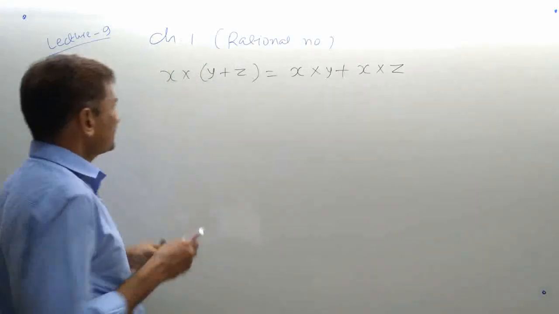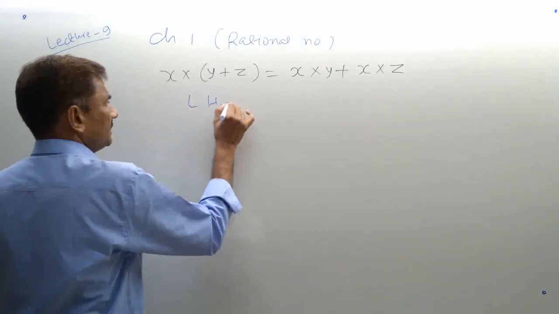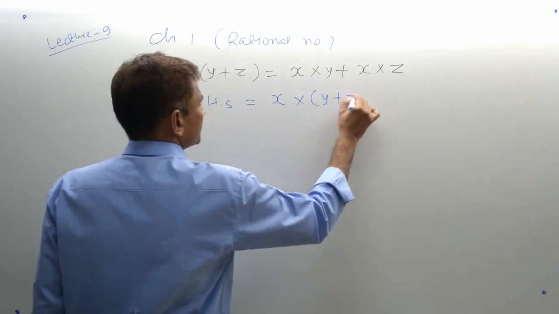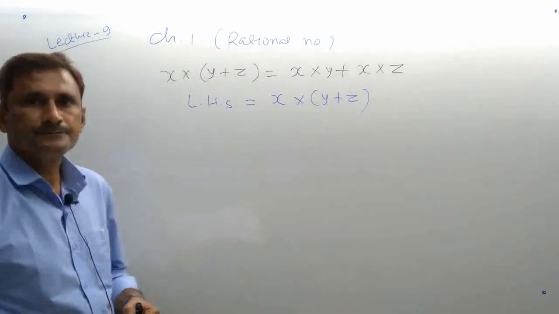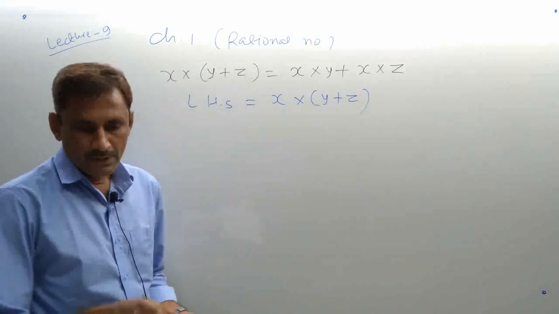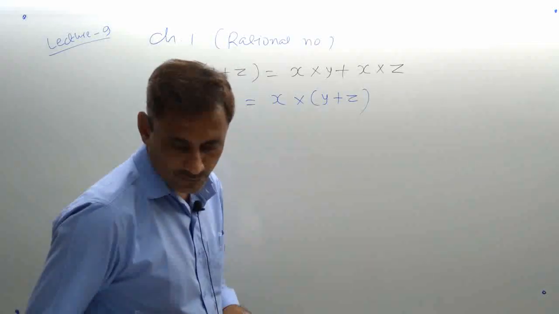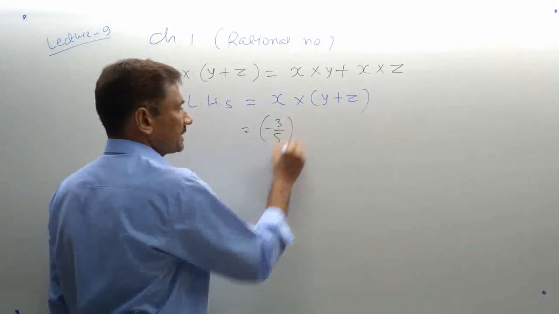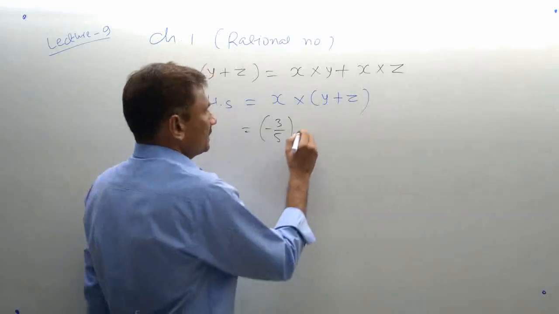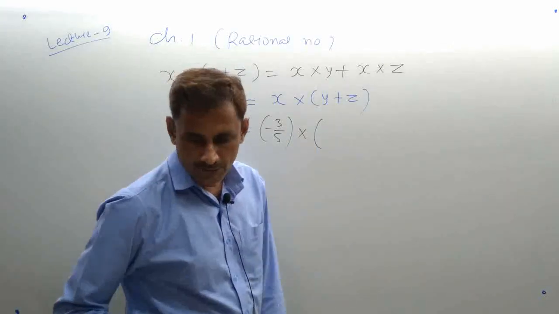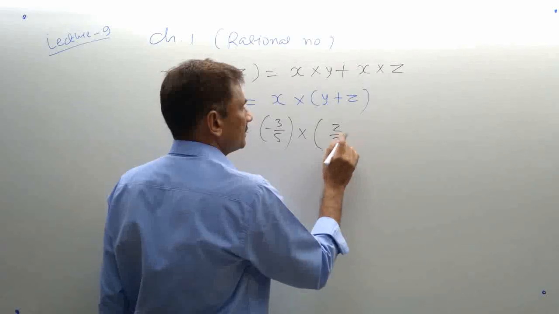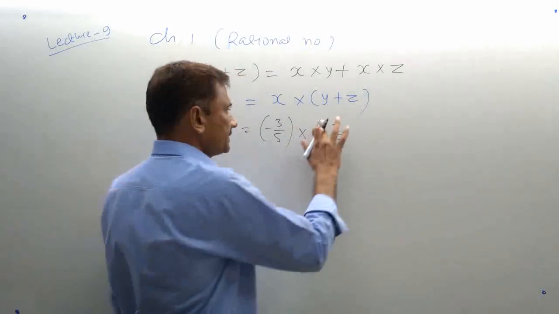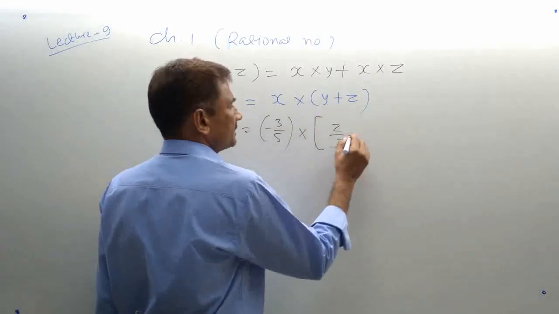Okay, so let's first take the left hand side only. So x multiply y plus z. Now they have given x, y and z all three values. So x is minus 3 by 5, in bracket if possible. Then y is 2 by 3. Z is minus 2 by 7. So let's use a square bracket here.